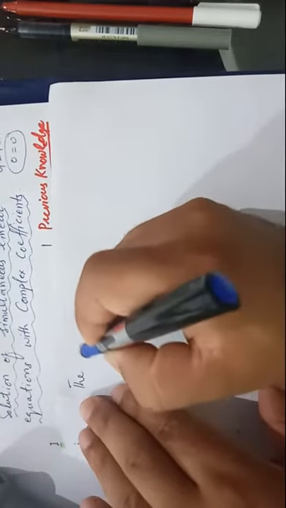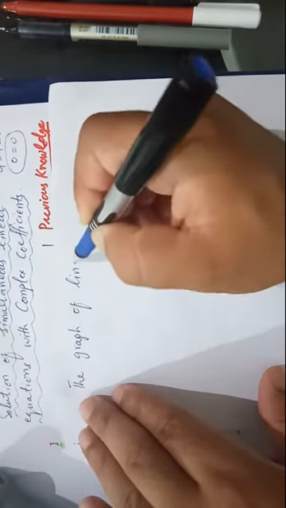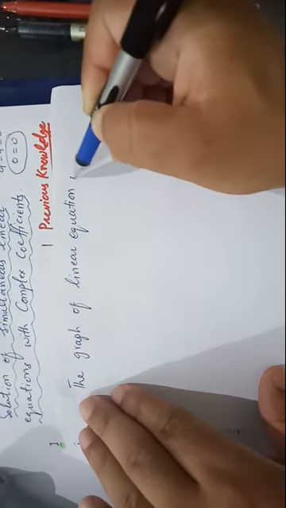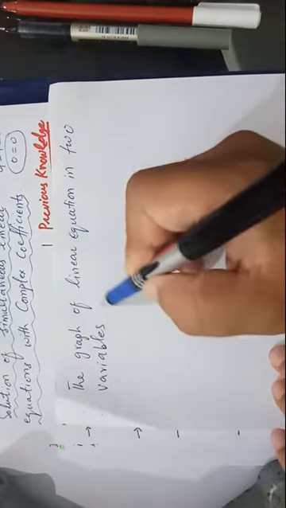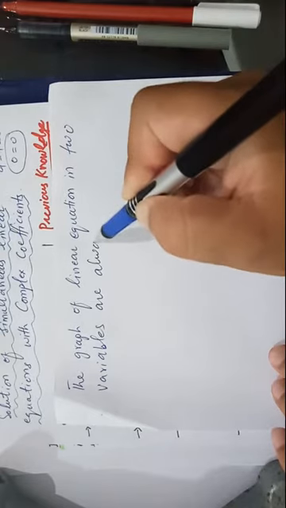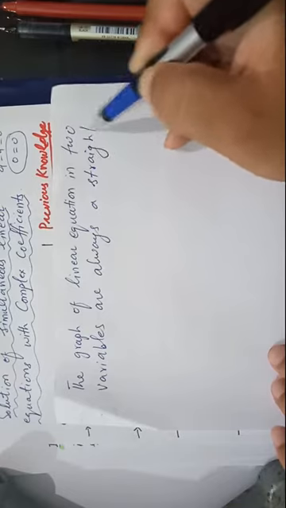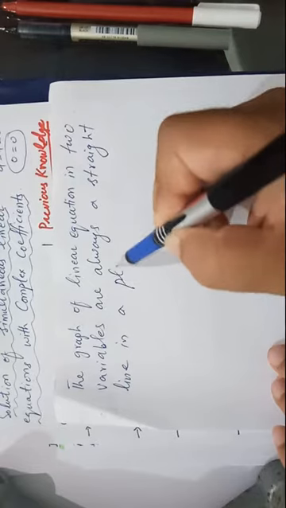The graph of a linear equation in two variables is always a straight line in a plane.